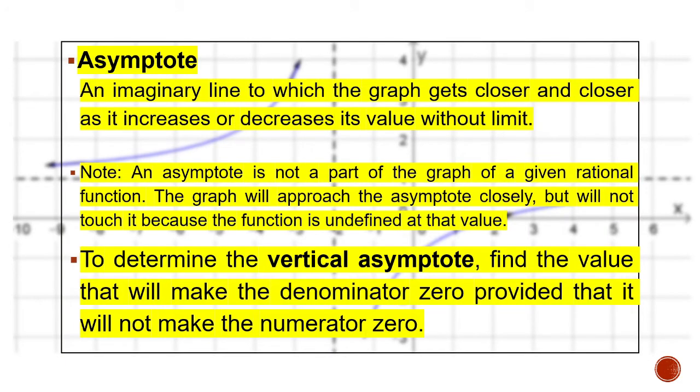So an asymptote is an imaginary line to which the graph gets closer and closer as it increases or decreases its value without limit. Huh? Ano daw? Okay, so an asymptote is not a part of the graph of a given rational function. The graph will approach the asymptote closely but will not touch it because the function is undefined at a value.